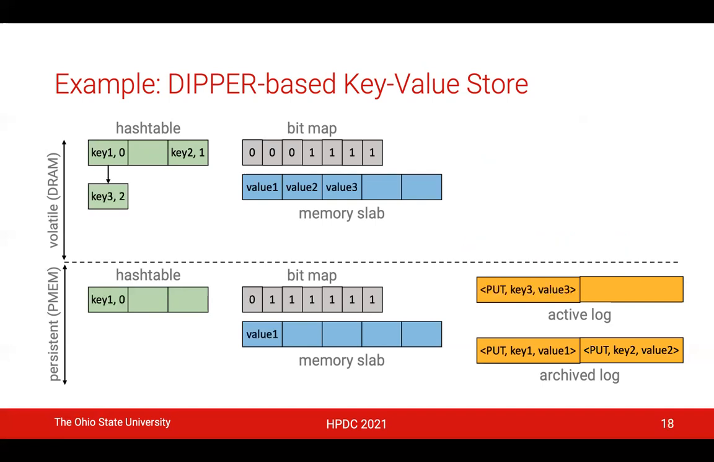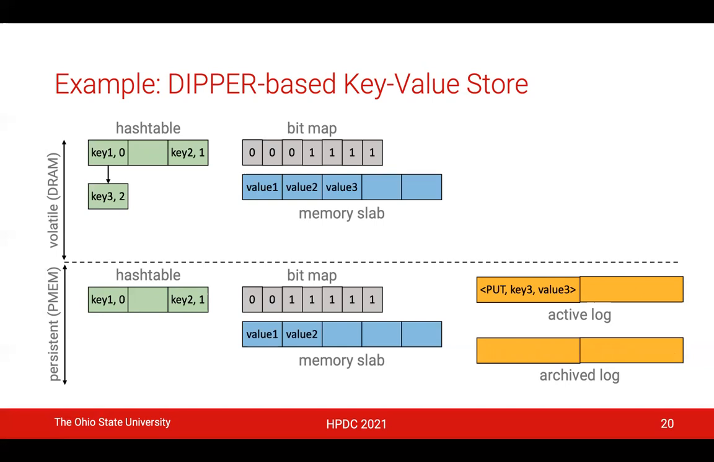And here we can see that as we're operating on the front end, in parallel we can start operating on the back end. So we take operations from the archive log and start applying them to the persistent backend in parallel with the front end operation. Once we're done applying all operations from the archive log on the persistent backend, we can clear the archive log for reuse.